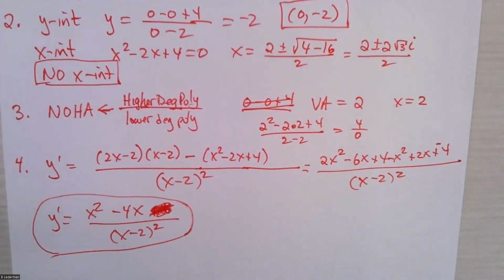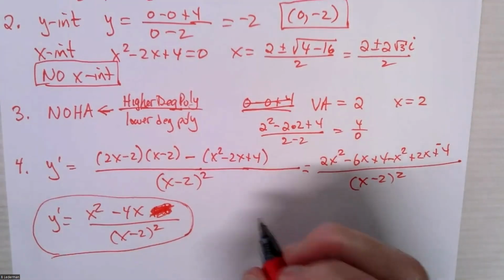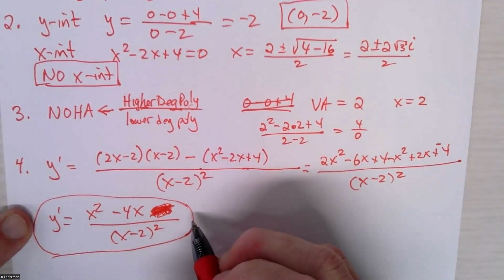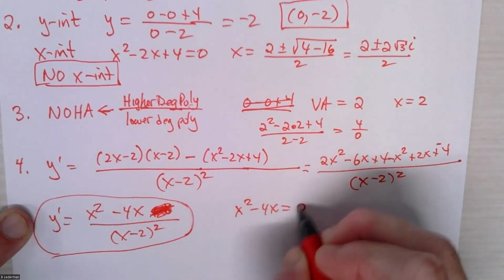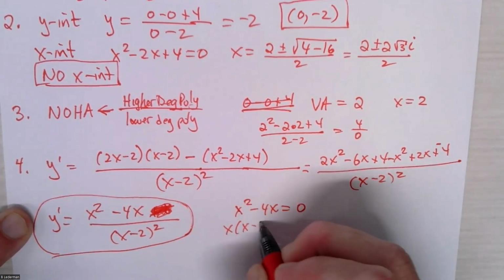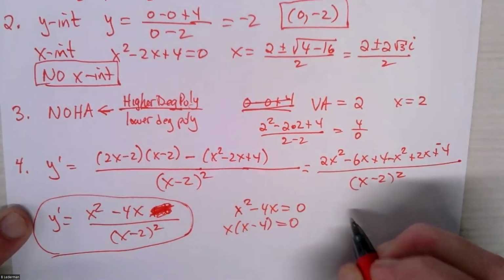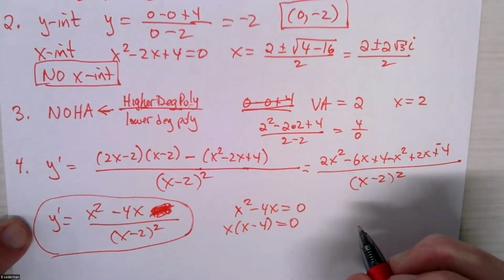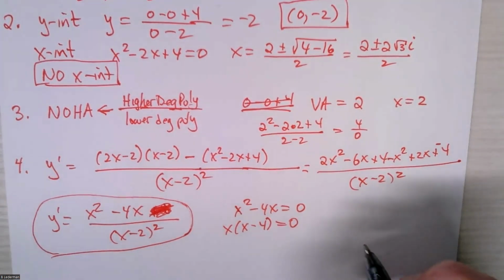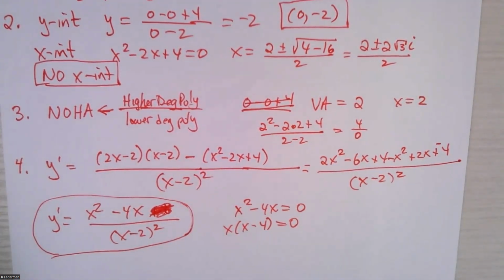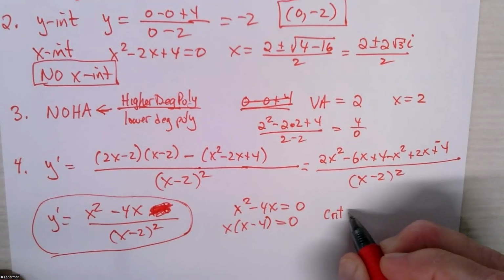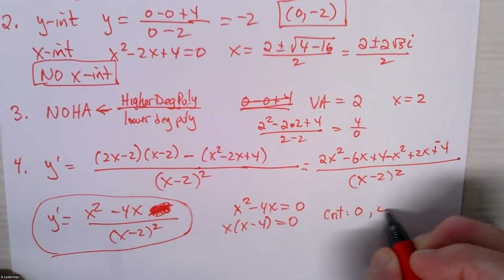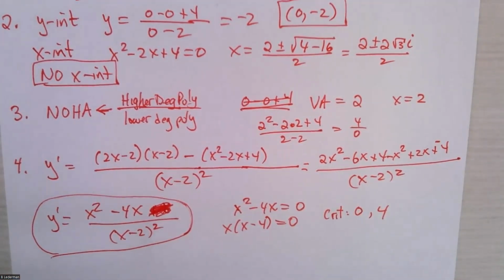Now, when does y prime equal 0? y prime equals 0 if the top equals 0. So I'm going to set x squared minus 4x equal to 0, and that's x times x minus 4 equals 0. The critical numbers are going to be 0 and 4. So x equals 0 and x equals 4.